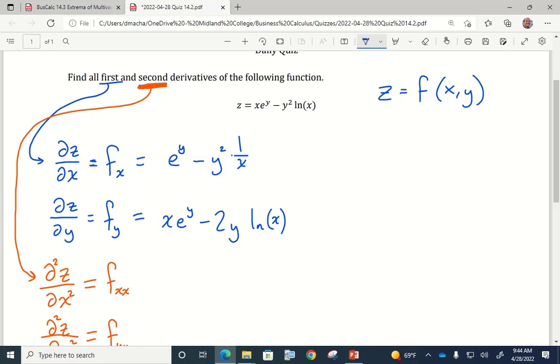Whenever you're taking the derivative with respect to y, you treat x like it is a constant. Whenever you're taking the derivative with respect to x, you pretend y is just a constant.